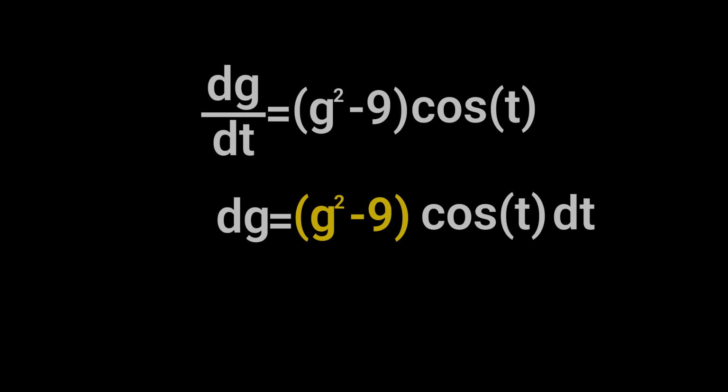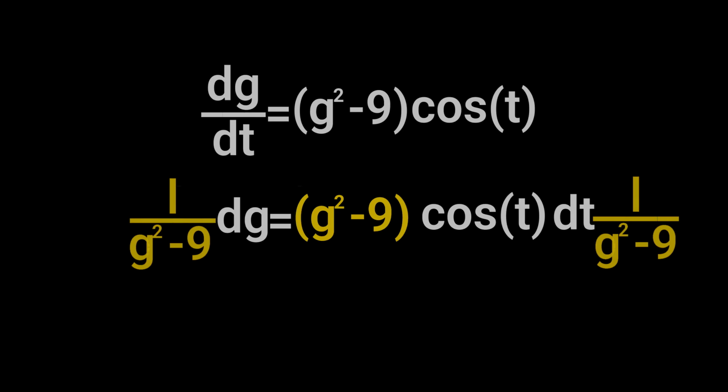Now we want g squared minus 9 on the left side. In order to do that, we divide both sides by g squared minus 9. When we divide, we have to be careful here. g squared cannot equal 9. If it did, 9 minus 9 would give 0, and that would give us 1 over 0. We'd be dividing by 0. Dividing by 0 is undefined. We are not allowed to do it. That is the only thing we have to be careful about here.